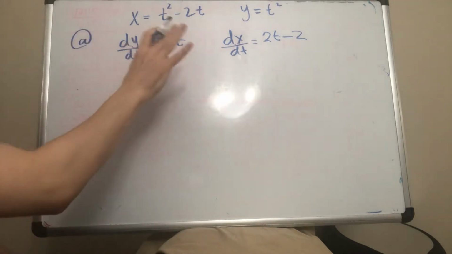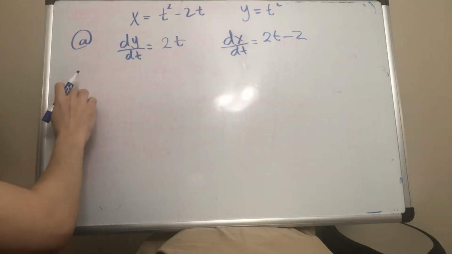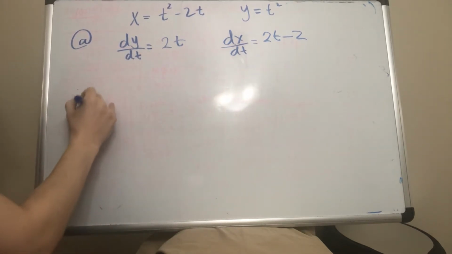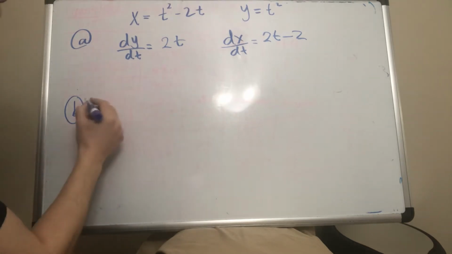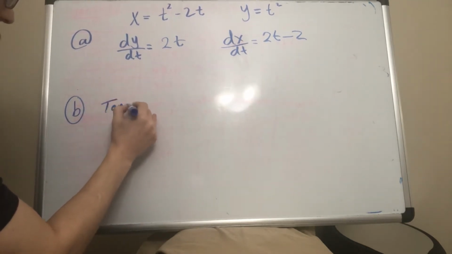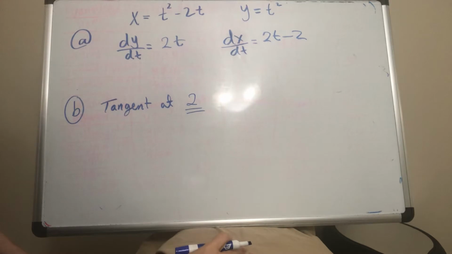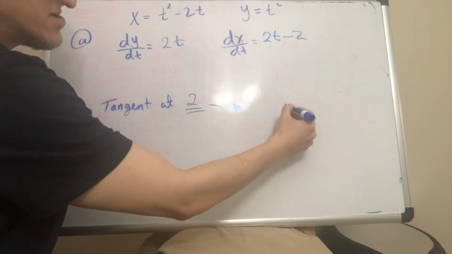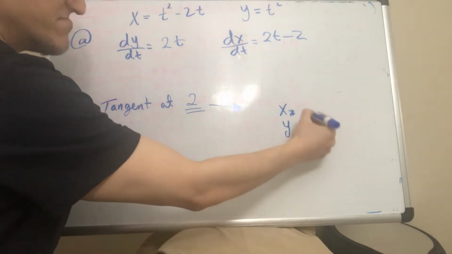So we need to sketch the curve. Now, sketching this curve, we'll leave that for now. I'll tell you later what we can do to sketch the curve. I'll leave space for this. In the B question, find the tangent at 2. Now to find the tangent at 2, anytime you do a tangent, you need x star, y star, m.